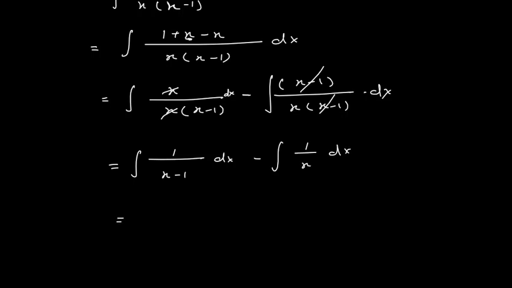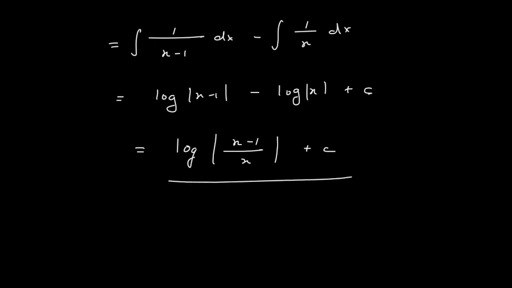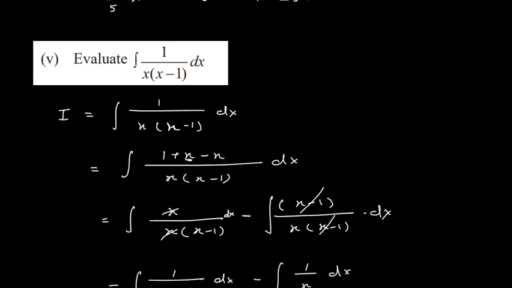So here your answer is log of x minus 1, minus log of x, plus c. You know the property of log. Log a minus log b is what? Log a upon b. So you can also write this as log of (x minus 1) divided by x, plus c. This is your answer. So have you understood? Okay, you can mark this problem as important or with a star mark if in the first place you have not understood how to proceed.